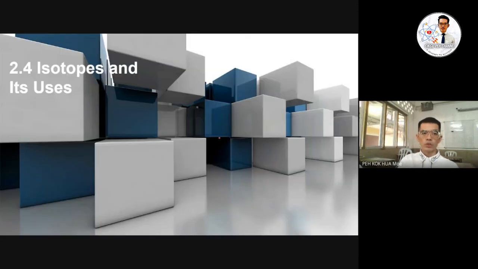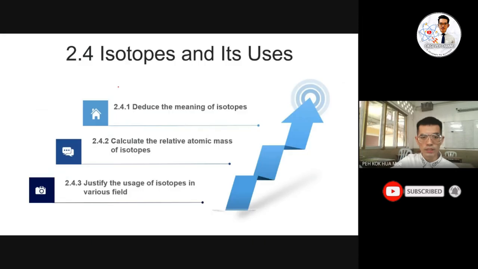Okay, so we still have another 10 minutes. So we try to finish our last subtopic for chapter 2, which is the isotope and its uses. In this subtopic, you have to deduce the meaning of isotope, calculate the relative atomic mass of isotope, and justify the usage of the isotope in various fields.